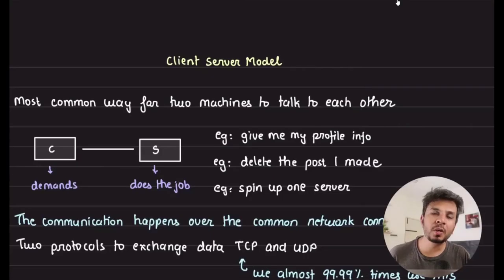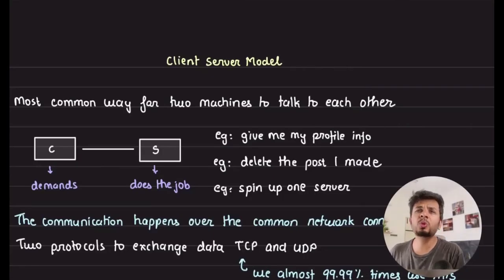So in this one, let's talk about the client server model. This is one of the most common ways through which two machines talk to each other. One acts as the client who demands something to be done from the server, and the server is the one who does the heavy lifting to get it done.